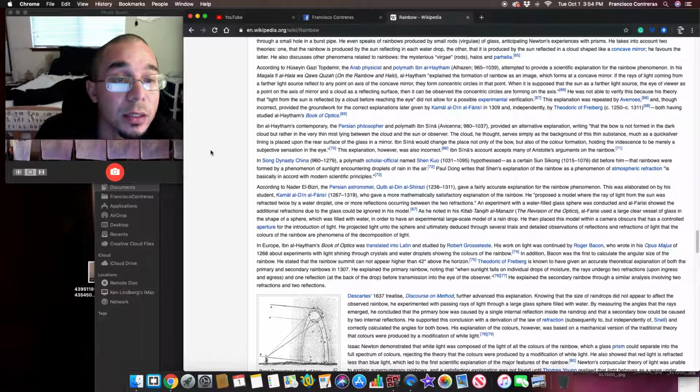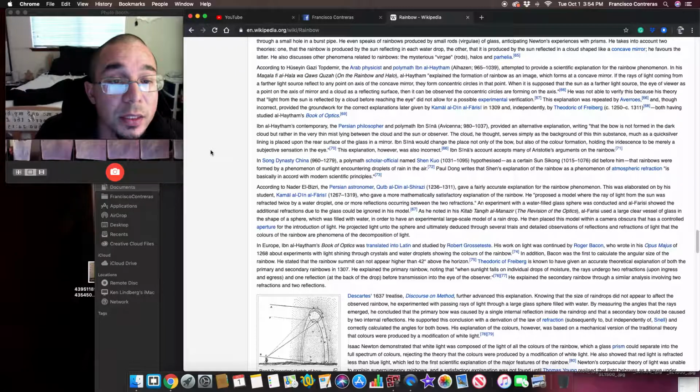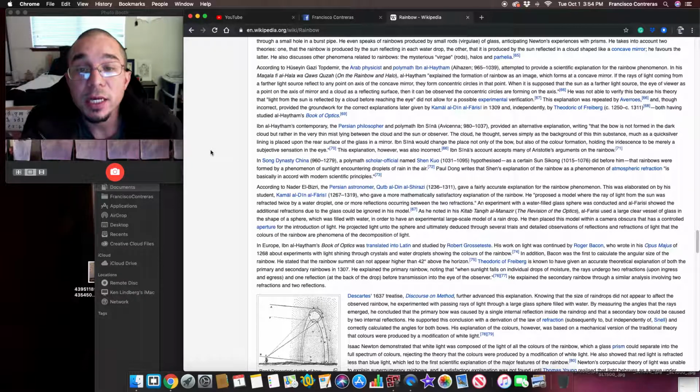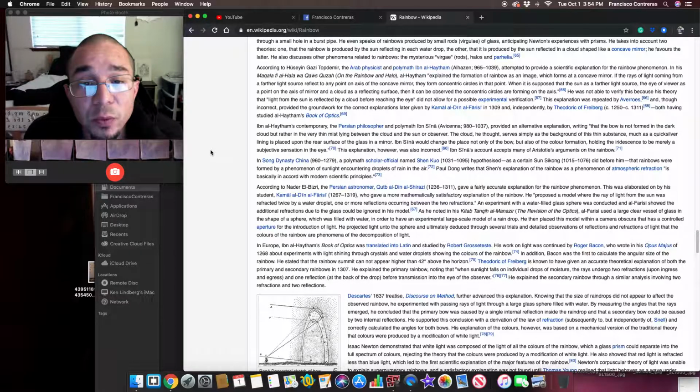When it is supposed that the sun is a far light source, the eye of the viewer is a point on the axis of a mirror, and a cloud is a reflecting surface, then it can be observed that the concentric circles are forming on the axis. He was not able to verify this because his theory that light from the sun is reflected by a cloud before reaching the eye did not allow for a possible experimental verification.